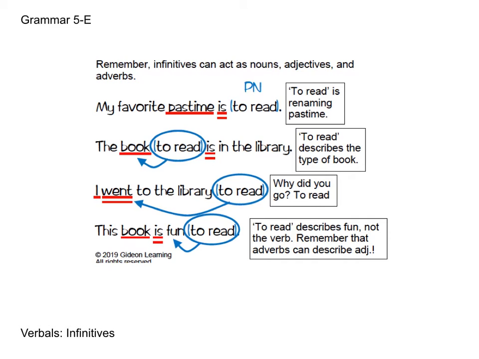I went to the library to read. To read in that third sentence is telling the reader why I went. Why did I go to the library? I went to read. And then we have this book is fun to read. To read is telling me why it is fun. It's not telling me about the state of being, it's modifying the PA fun. So notice you've learned a lot about infinitives throughout this section of Grammar 5 and in Grammar 4. So just take your time and make sure you're identifying what it is telling you in that sentence, how it is relating to the other parts of that sentence.